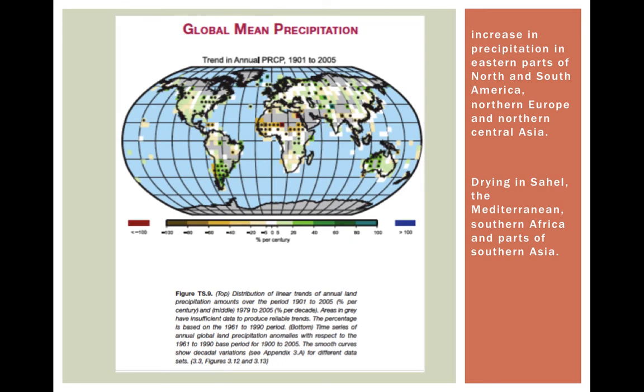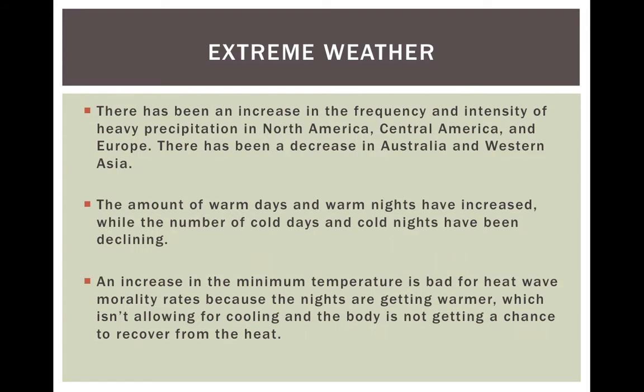There has been an increase in precipitation in eastern parts of North and South America, northern Europe, and northern Central Asia. There is drying in Sahel, the Mediterranean, southern Africa, and parts of southern Asia. There has been an increase in the frequency and intensity of heavy precipitation in North America, Central America, and Europe. There has been a decrease in Australia and Western Asia.